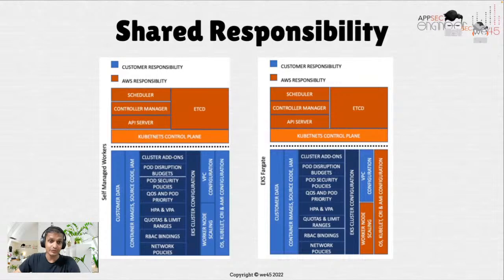But if you're using EKS Fargate, on the other hand, your worker node scaling, right? So if you want to scale your nodes, you don't have to worry about that. AWS is automatically going to handle it for you. You also do not have to worry about the operating system of the node wherever your pods are going to be running. You don't have to worry about the kubelet within those nodes, and you don't have to worry about the underlying AMI configuration for the server or the node where your pods are going to be running, right? So all of those things, along with the entire control plane, are going to be the responsibility of AWS, right?